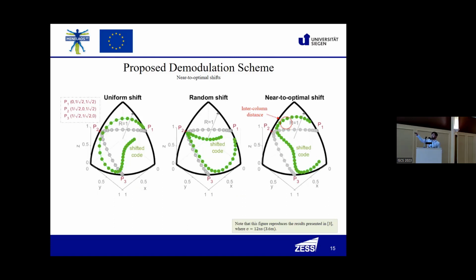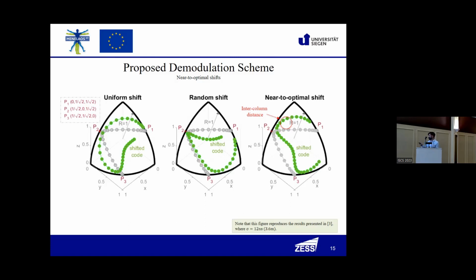First, between one row and the other, we implement a uniform shift. The second one is a random shift. And the third one is the near-to-optimal shift. We can see that our algorithm gives the better result. We cover more surface of the sphere and the intercolumn distance is much bigger.